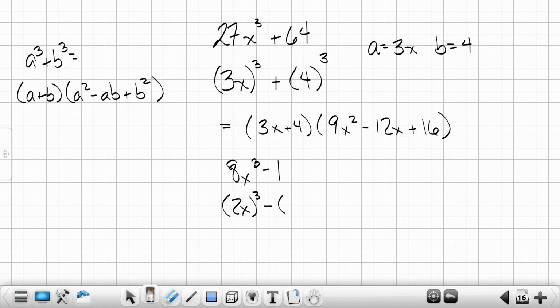Minus 1 cubed. Yes, Sydney, in some reality, I'm sure 27 times 27 times 27 makes 1. Yes, Josiah. I write the parentheses, Josiah, to help me define what A and B are. A in this case is 2x, B is 1. Yes, B is positive 1.